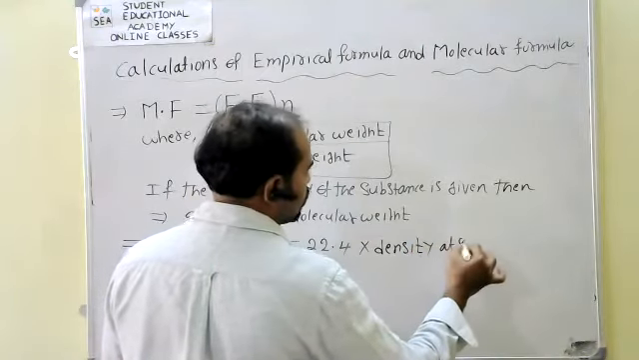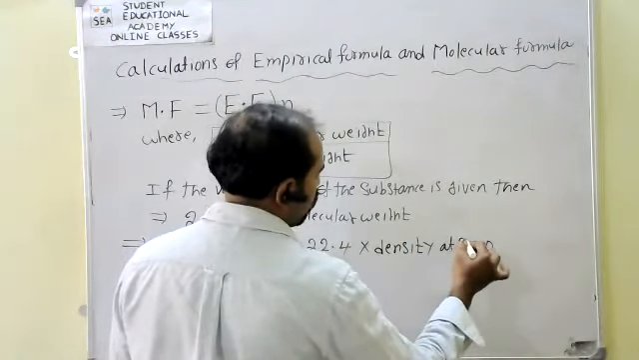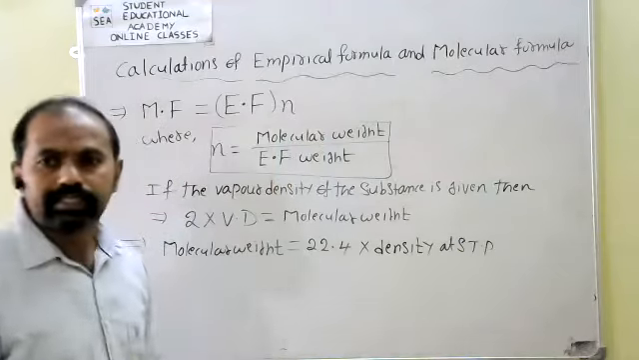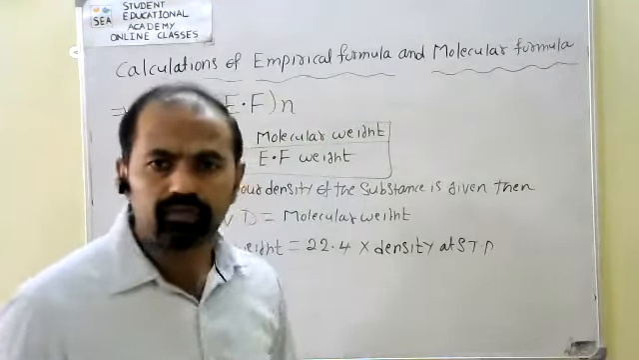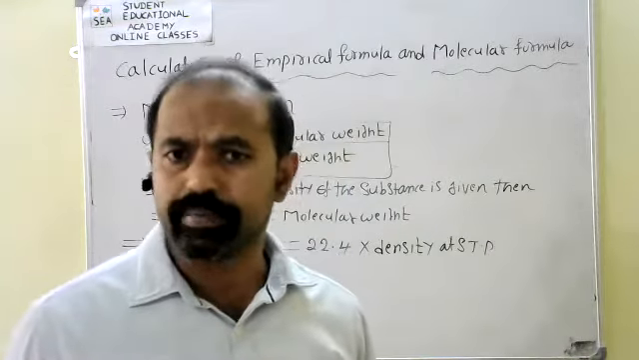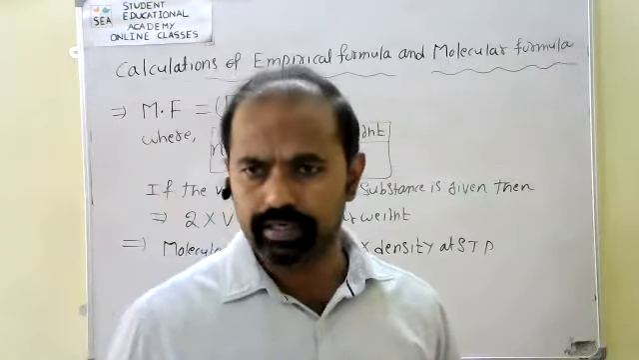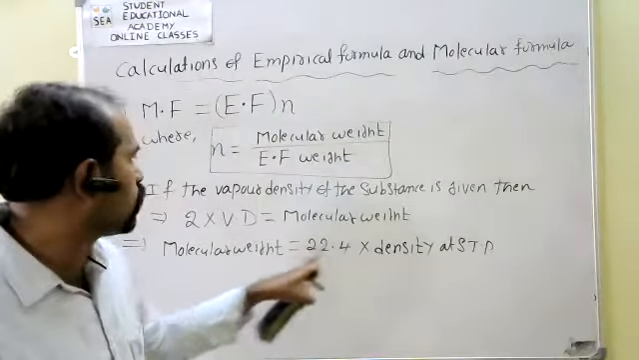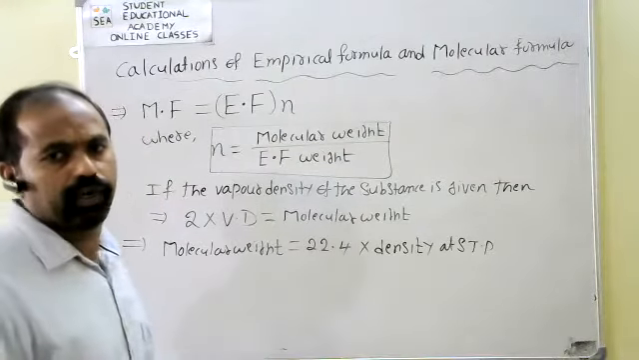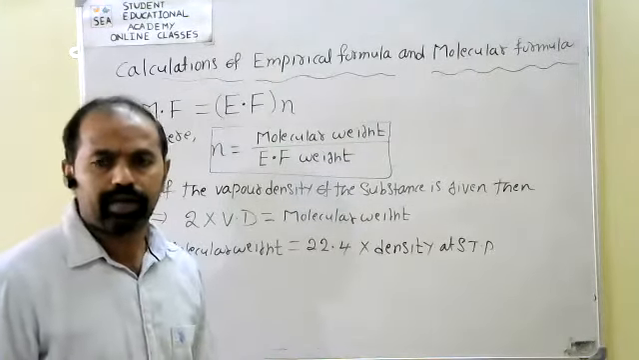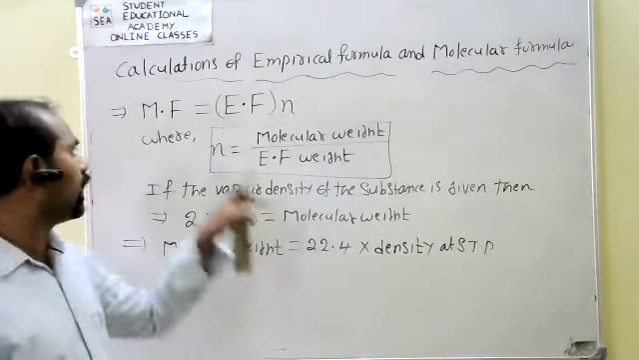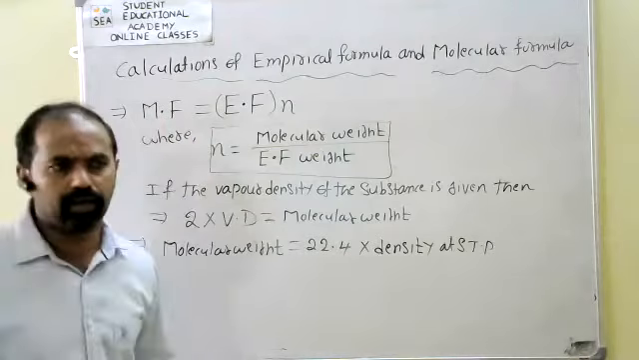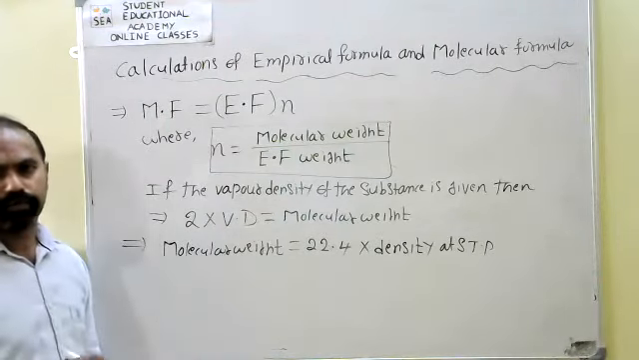Density at STP. If density at STP is given, 22.4 into the given density at STP gives us the molecular weight. Based on that also we calculate molecular weight. Finally, based on molecular weight and empirical formula weight, what do we calculate? Molecular formula.